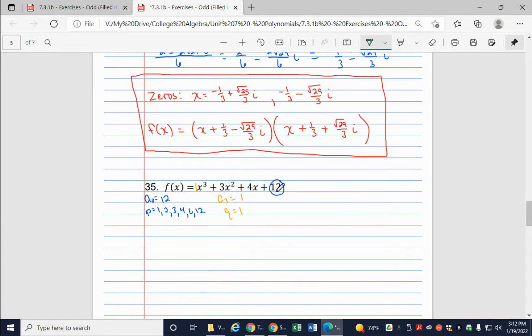So my possible zeros are the p's over the q's, the positives and negatives. So it's going to be 1 over 1, 2 over 1, 3 over 1, 4 over 1, 6 over 1, and 12 over 1, and it is the positive and negative of each one.